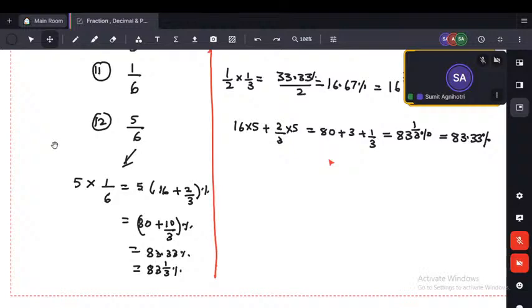Understood? And if you consider this one, 12 sevens are 84. See how I am getting it. 12 and a half multiplied with 7. I will multiply 12 and 7, 84. Then I will multiply 7 and half, 7 by 2, that means 3.5. 84 and 3.5 is 87.5. I think you must be okay with how I got 87.5.